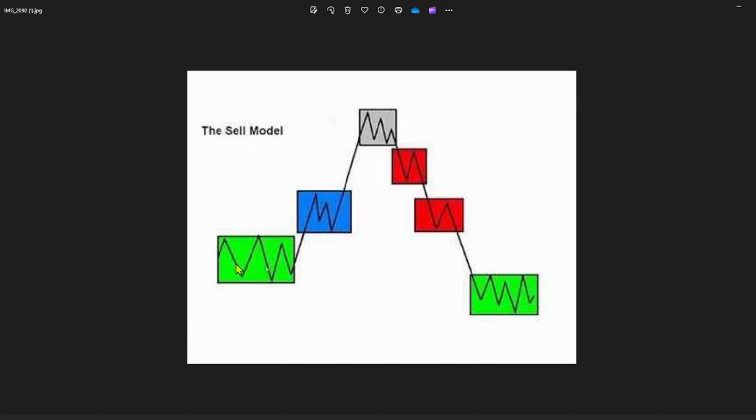So stage one, step one of the market maker sell model, or any market maker model, is the original consolidation. Okay, that's this. Then you have accumulation. Then we move higher. Sometimes we can have a second reaccumulation. Then we have our smart money reversal in the gray here, right? This is the top of the wick, right?